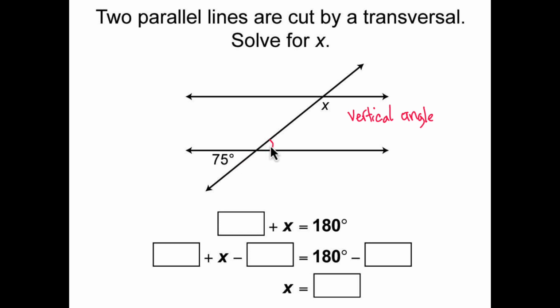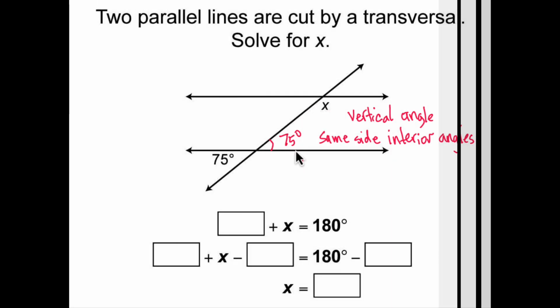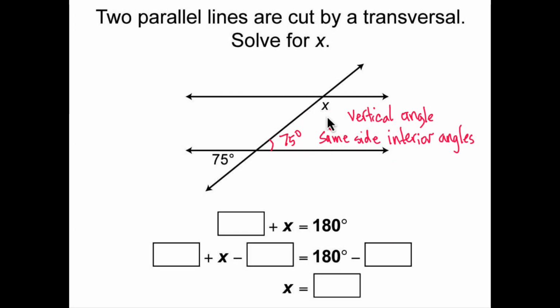Vertical angles are congruent to each other, so that means that this is a 75-degree angle. Next, notice that this angle, x, and this 75-degree angle are same-side interior angles. The property of same-side interior angles is that they are supplementary, so x plus 75 degrees is equal to 180 degrees. So now we can solve an equation.